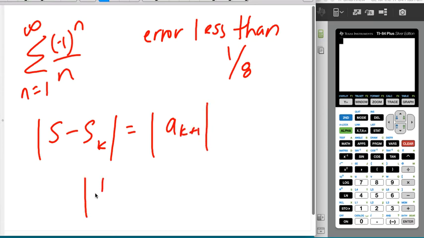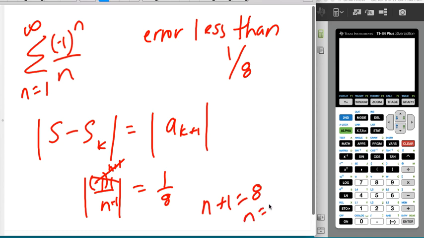So essentially that would end up being 1 over n plus 1. The absolute value knocks out the negative 1 part, right? So I would just end up getting that n plus 1 was equal to 8, meaning I would need 7 terms to be that accurate. So it doesn't always have to be a power of 10. I just conveniently picked some powers of 10. And that's it for our alternating error bound.